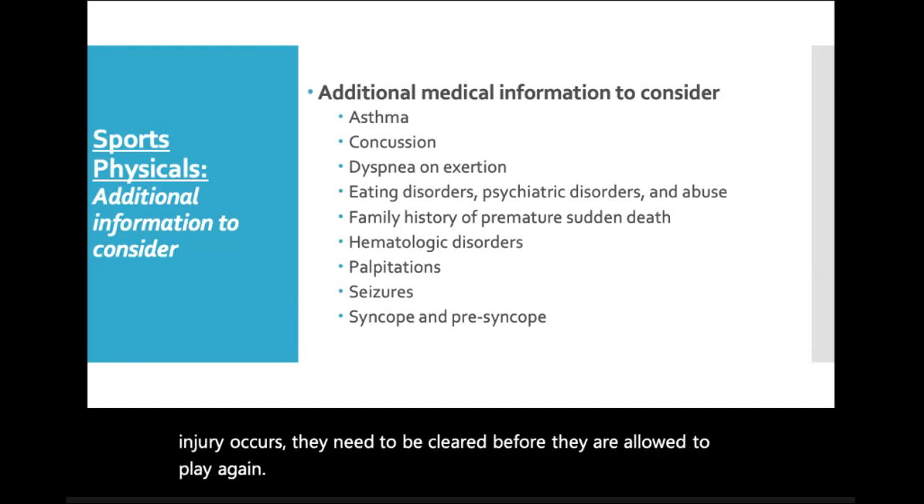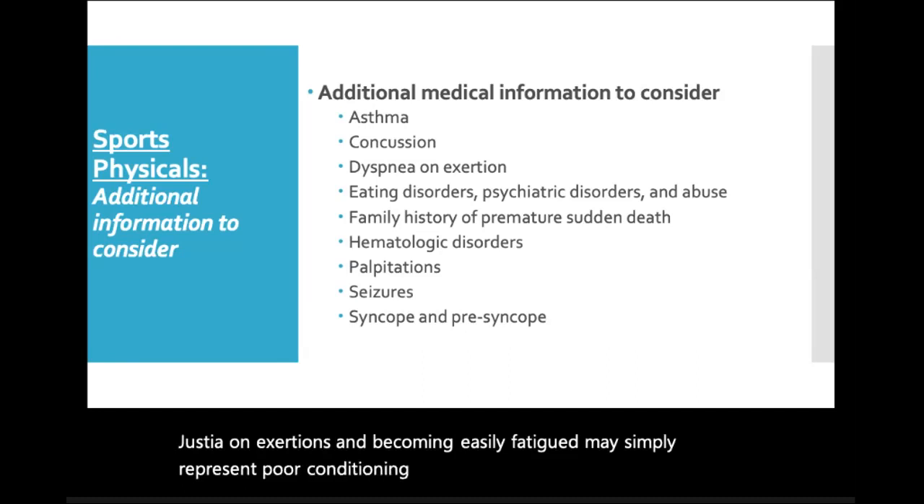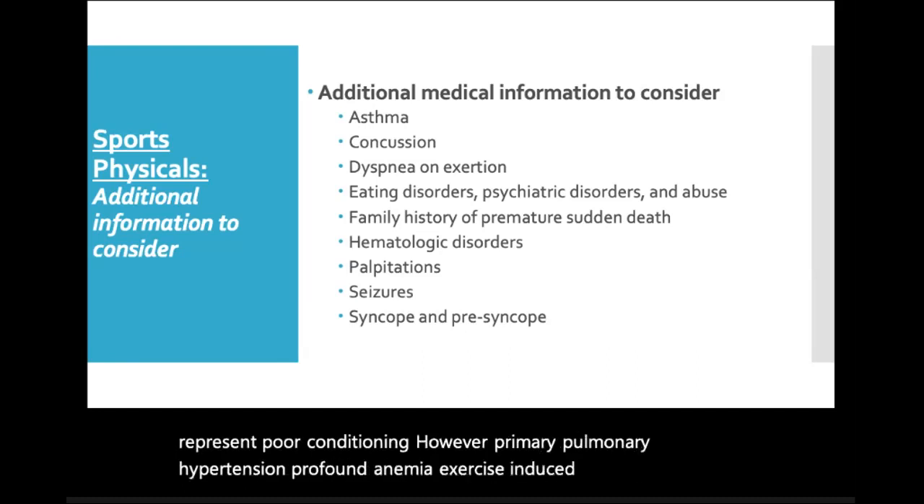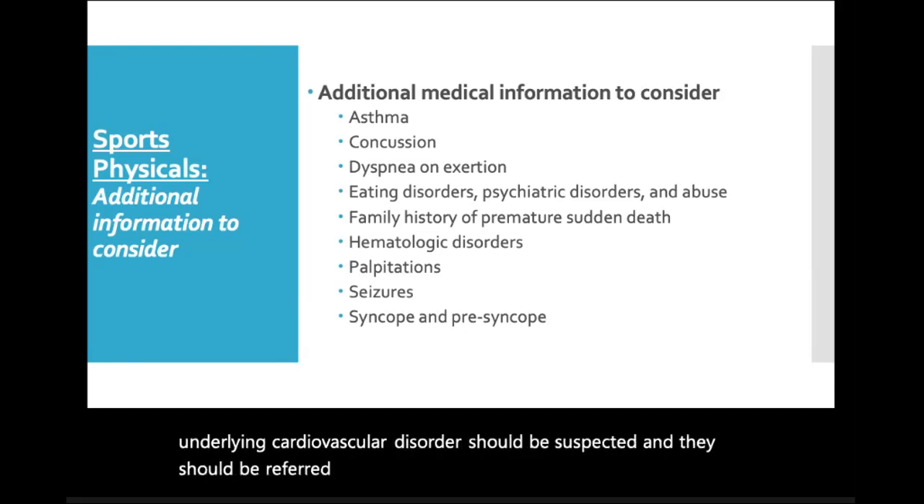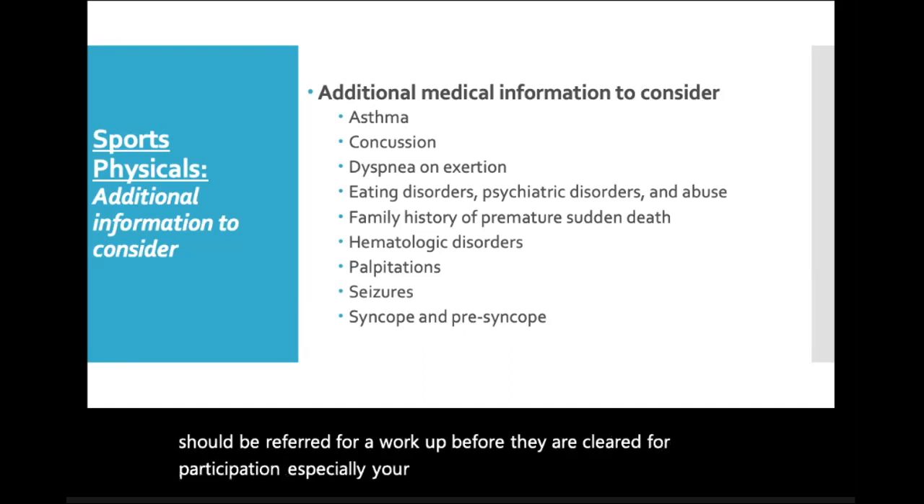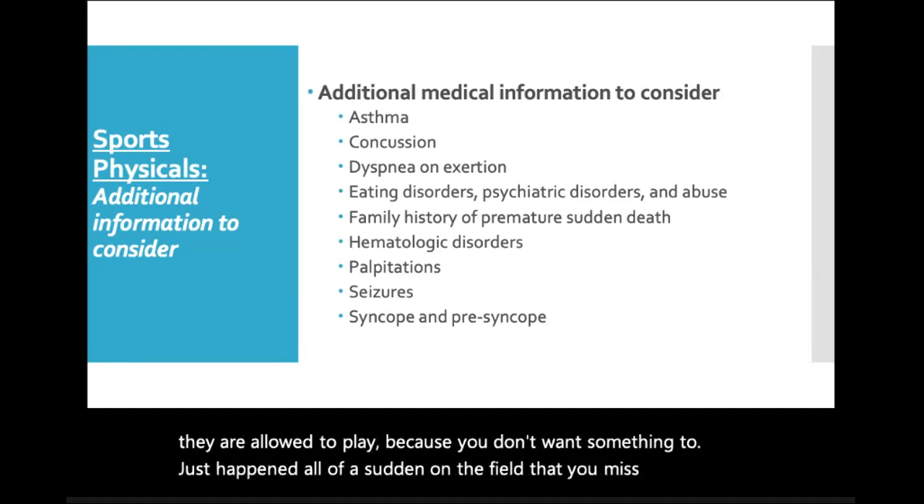Dyspnea on exertion and becoming easily fatigued may simply represent poor conditioning. However, primary pulmonary hypertension, profound anemia, exercise-induced asthma, or any underlying cardiovascular disorder should be suspected. And they should be referred for a workup before they are cleared for participation. Okay, especially your athletes who are obese, who want to suddenly start playing sports. They need to be cleared before they are allowed to play, because you don't want something to just happen all of a sudden on the field that you missed just because you thought they were poorly conditioned.